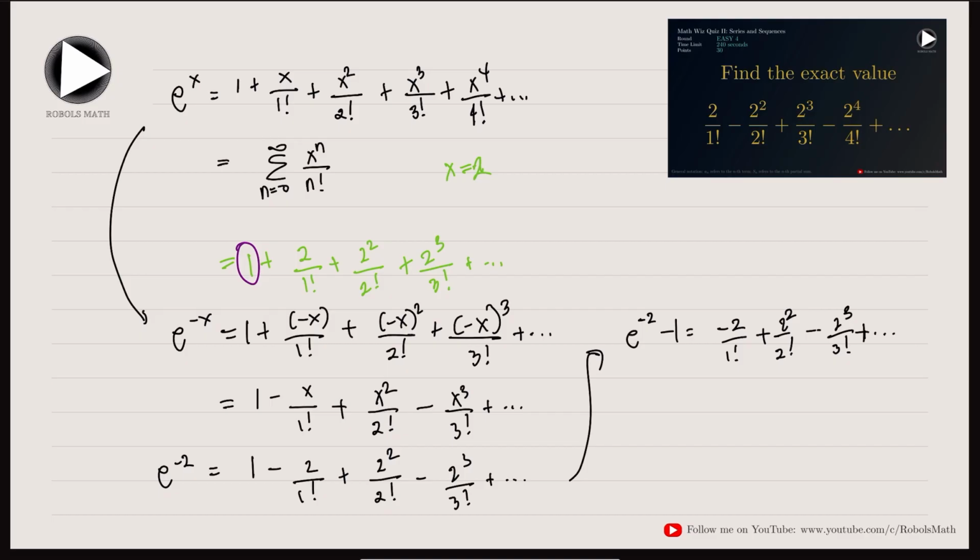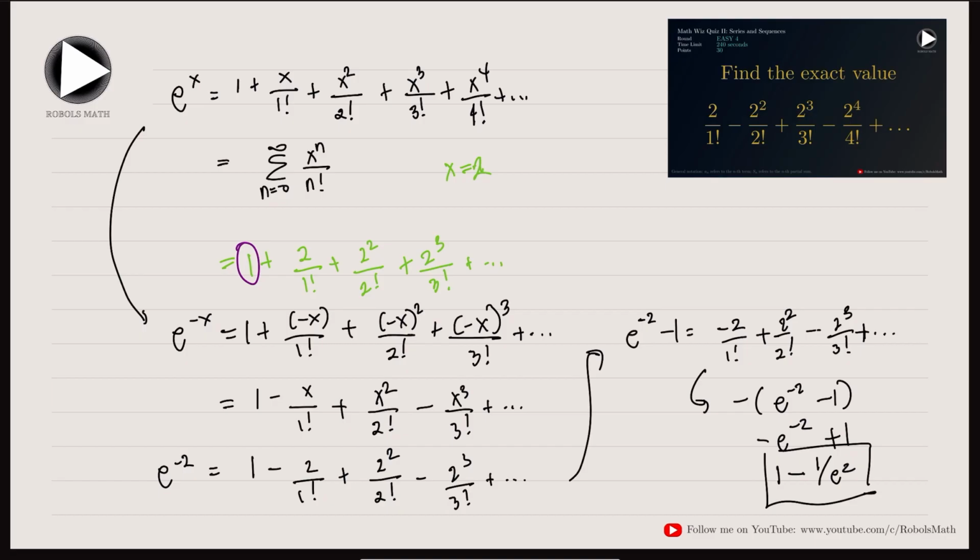Now to get what we want, just take the negative of the expression. So what we want is the negative of e to the negative 2 minus 1, which when simplified is negative e to the negative 2 plus 1, or 1 minus 1 over e squared. Therefore, the series that we want is equal to 1 minus 1 over e squared, and that's our final answer.